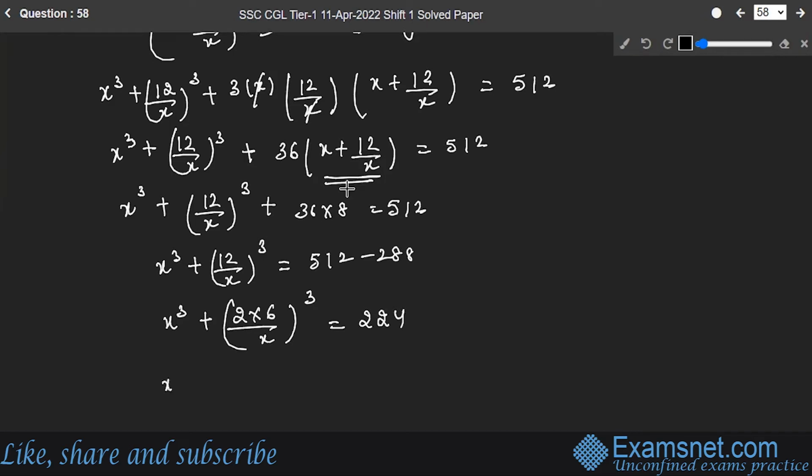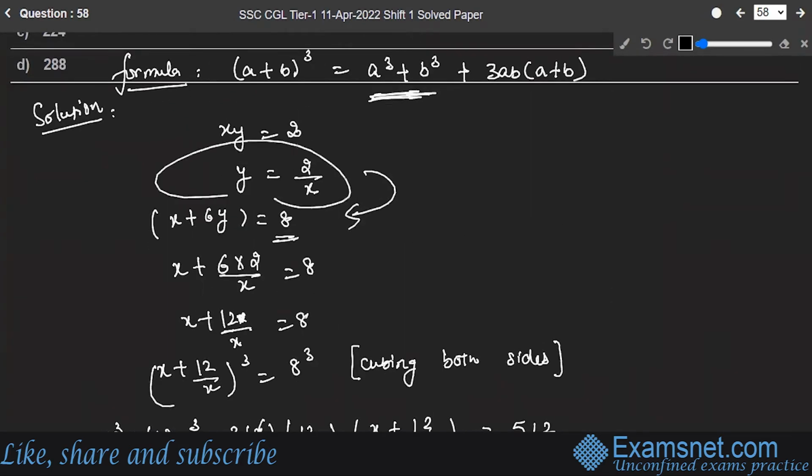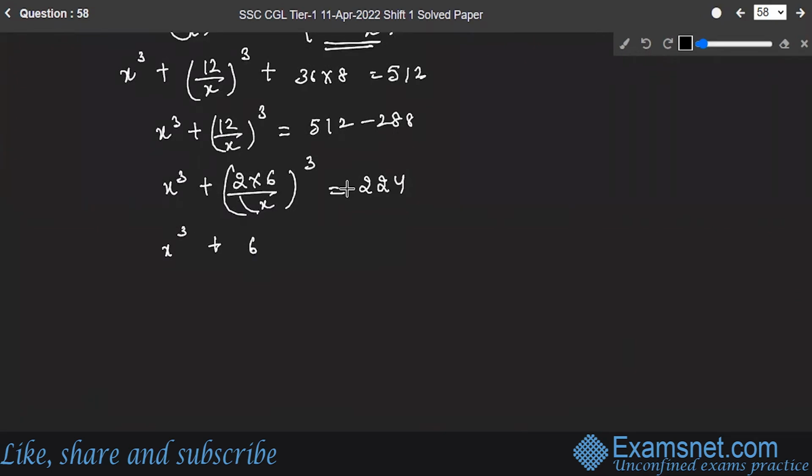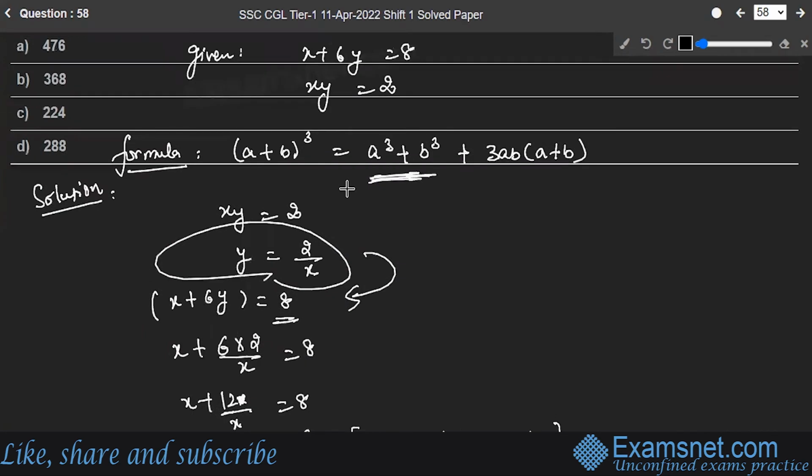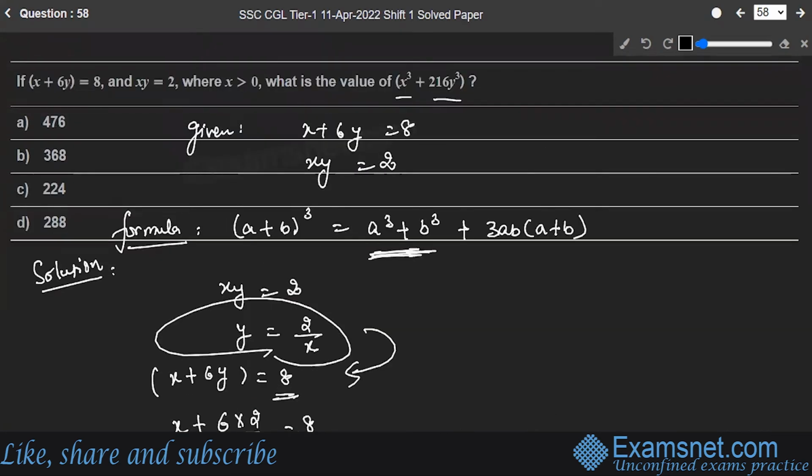This can be written as x cube plus this 2 upon x. This was equal to y. I'll fill it in. So this is equal to 6y whole cube is equal to 224. So x cube plus 6 cube, which is 216, y cube is equal to 224. This is your answer. x cube plus 216 y cube is equal to 224. Option C is the correct answer for this question.